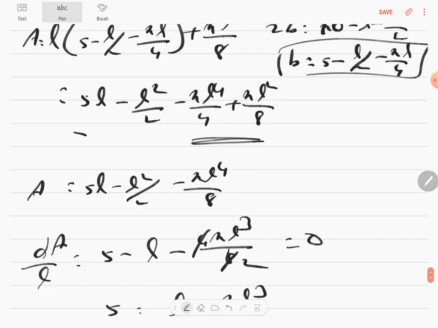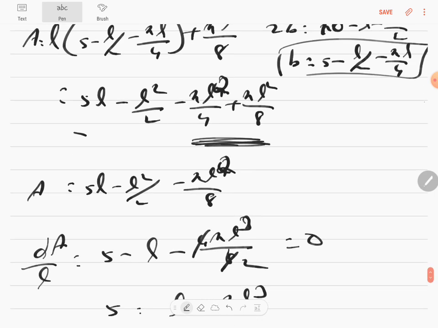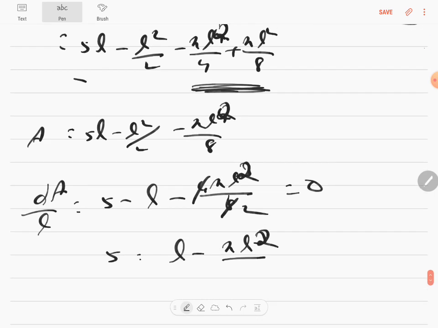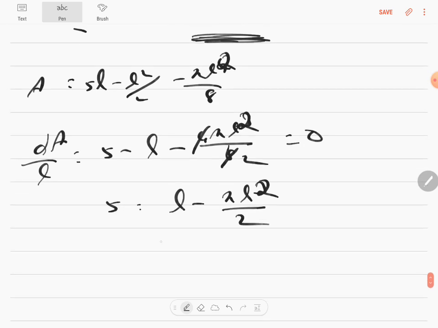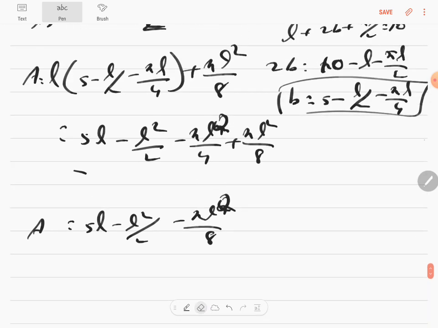So 5 is equal to L minus pi L cube by something, that is not alright. Have I written correctly? This and this, what have I written as solving? Pi L to the power 4 or pi L square? It has to be pi L square by 2. From which you can take L out. No, still I've made a mistake. Pi L square by 4, or 5L minus L square by 2 minus pi L. L and L will get cancelled.